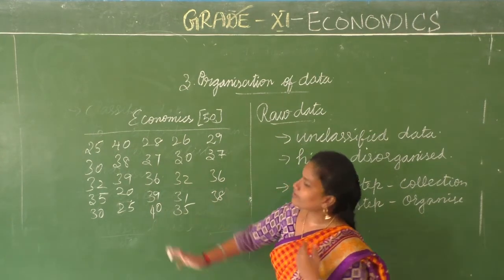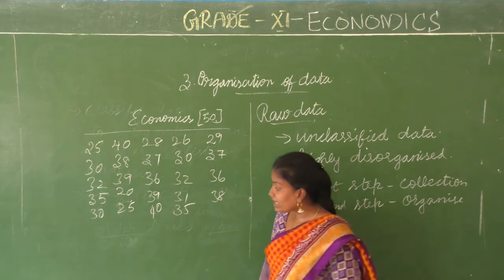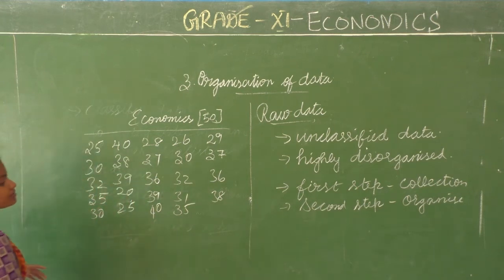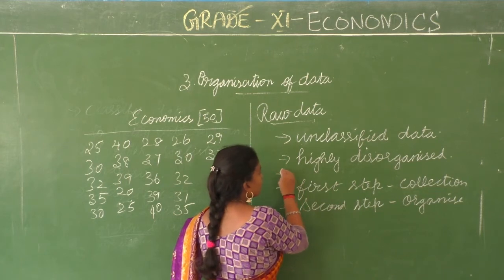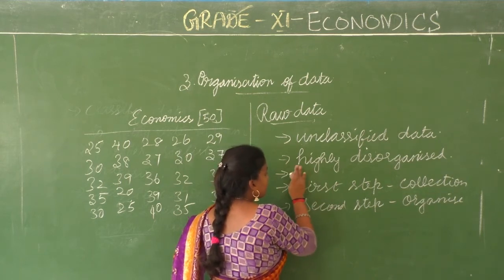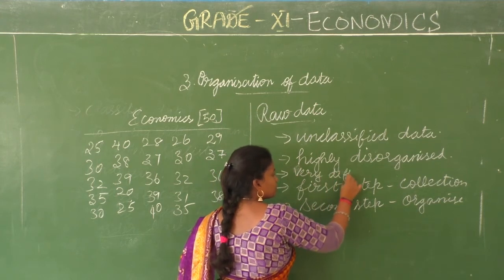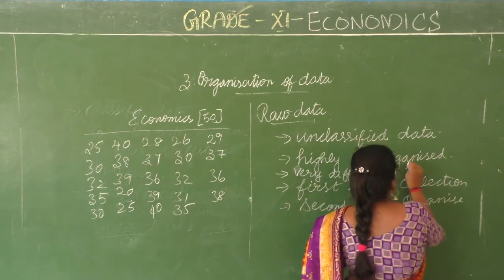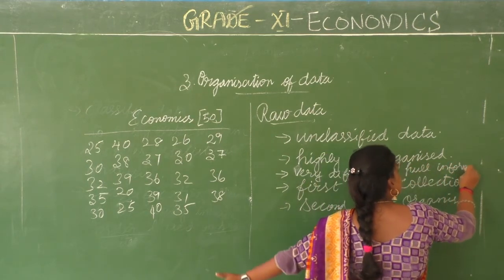So if someone comes and asks, ma'am, how much mark have I scored, you ask me, how will I identify which is your mark? Right, so it is very, very difficult for me to take information from an unclassified data. So what is one more problem about raw data? Very difficult to pull information, to take some information from the unclassified data.